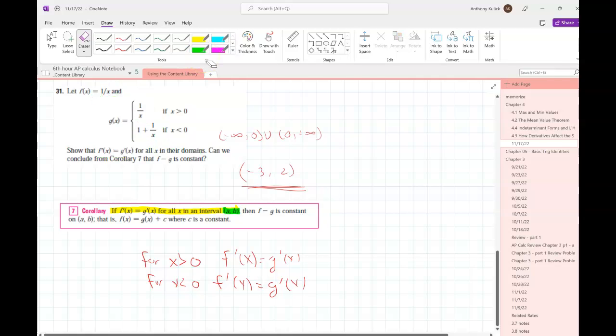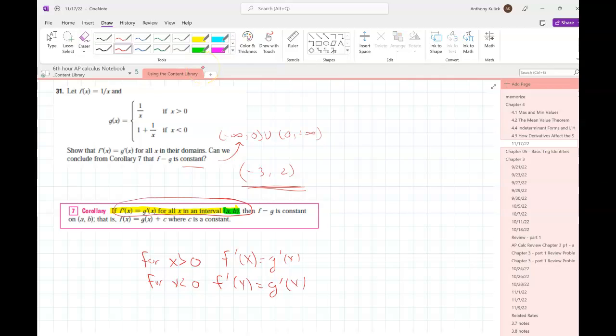The answer is no, and the issue is that the domain breaks on some interval a, b, so this isn't true. Because all you need to pick is some interval that involves 0, and then that's not true anymore. That's the issue. Is that okay?